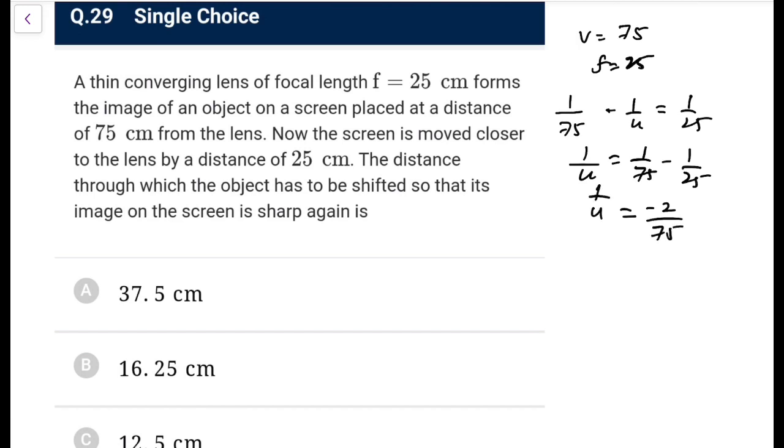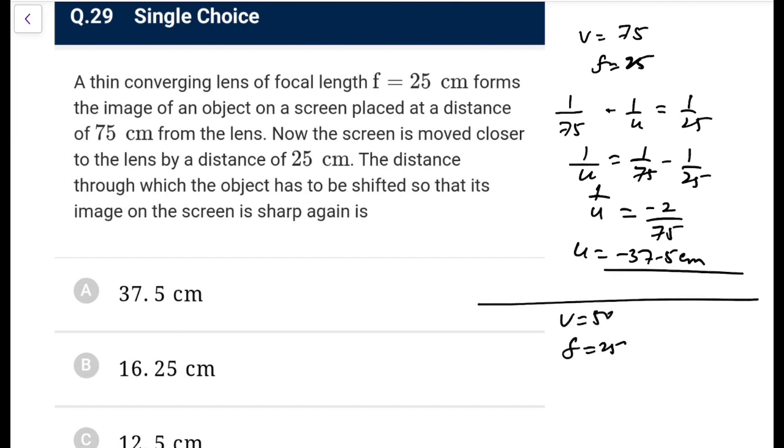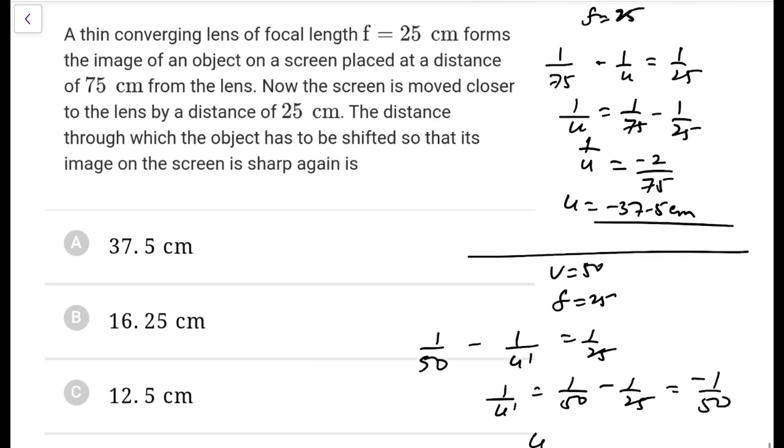So 1 by u, sorry, so u is equal to minus 37.5 centimeters. Now for the second case, what you need to have, v is equal to 50, f is 25, again calculate. 1 upon u dash would be 1 upon 50 minus 1 upon 25, so 1 upon u dash is 1 over 50 minus 1 over 25, that is minus 1 over 50, so u dash is minus 50, so the shift is 12.5 centimeters. Go with option C in this case.